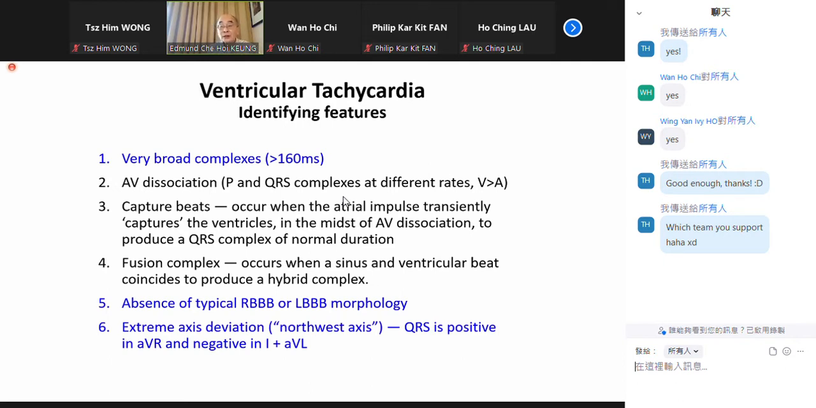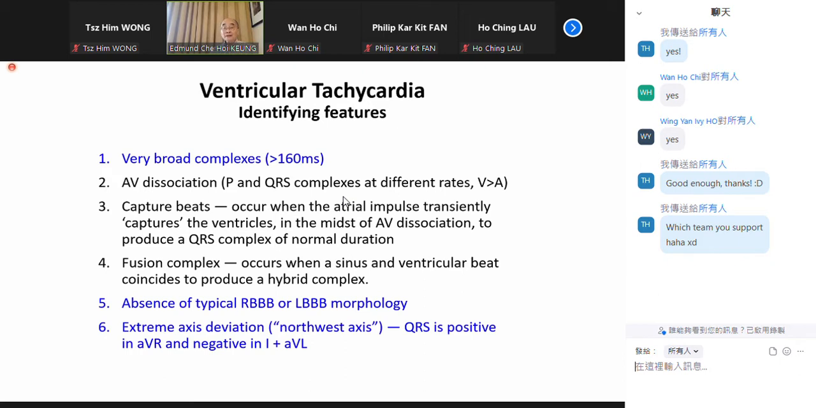Now, absence of typical right bundle or left bundle morphology suggests VT, because sometimes, as I said, SVT with right bundle or left bundle block can give you a wide complex. Okay? But you will see that in this situation, you see typical right bundle, typical left bundle, right? Now, if the QRS complex during tachycardia is in the northwest axis, extreme axis deviation, then that also suggests VT. Now, if the QRS is positive in aVR, usually it's negative, and negative in lead I and aVL, then it's a very quick way to determine whether this is in the northwest region.